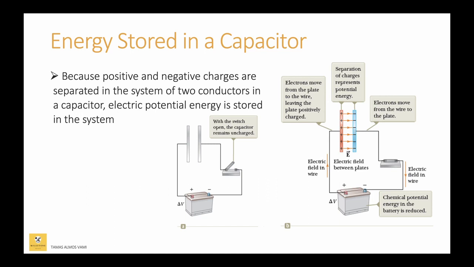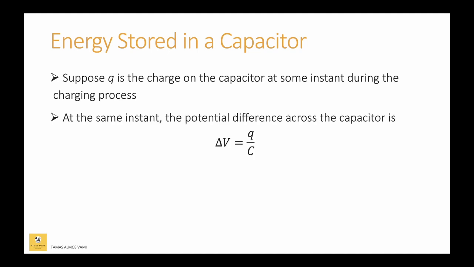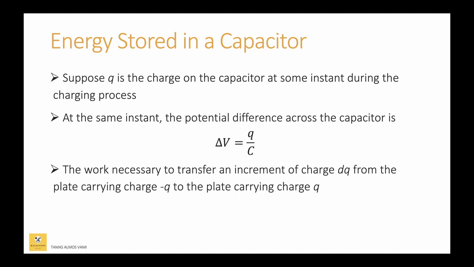because there will be electrons flowing in being on the left plate. And because of this separation, there will be an electric field, and that electric field will store energy. So let's just say that we have Q charges on the capacitor at some point, and we are interested in the potential difference, so that's going to be Q over C. And we are now interested in the work that's necessary to move this little increment of charge, which we call dq, from one side to the other.